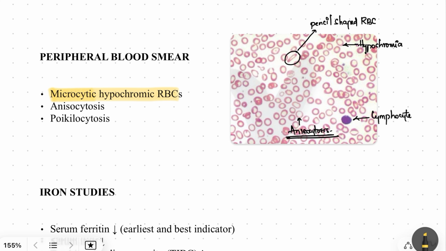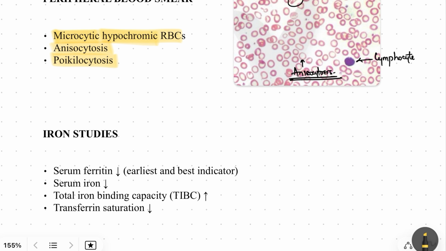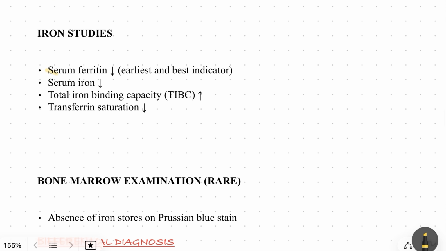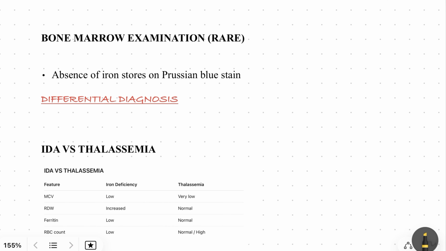Microcytic, obviously size will be reduced. Hypochromic, hemoglobin content will be reduced. Anisocytosis, I asked the question, you can use the comment section to answer me. And poikilocytosis, which is shape variation. If you're smart, you could have already guessed the answer. After knowing poikilocytosis is shape, what is left? Yes, that is anisocytosis. Then coming to iron studies: serum ferritin reduces, serum iron reduces, total iron binding capacity increases, and transferrin saturation decreases. Then bone marrow examination: absence of iron stores on Prussian blue will be seen.